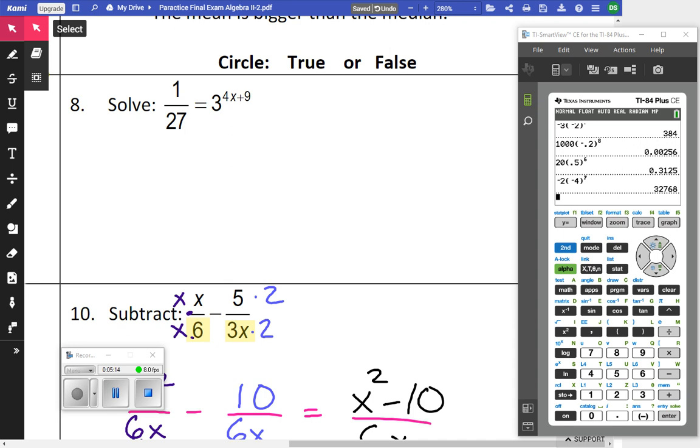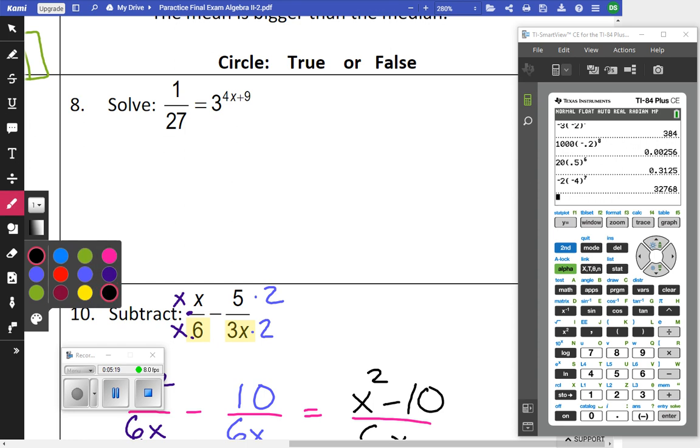So lots of things you could do on 8. The fraction threw some kids off. Some people, I think it threw them off because it flipped sides. Who cares that it flipped sides? If I wrote it like this, it's still the exact same problem. Don't let that be weird to you just because the 1 over 27 came first.